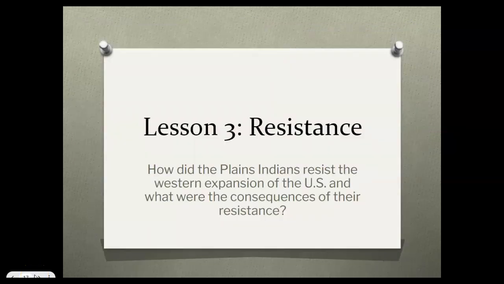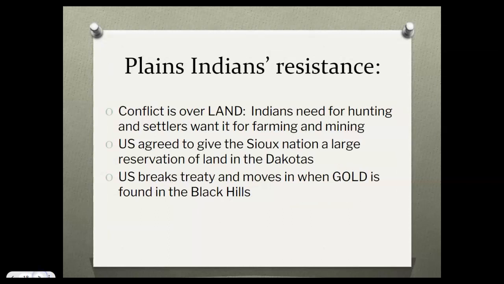Lesson 3. How did the Plains Indians resist the western expansion of the U.S., and what were the consequences of their resistance? So now they're fighting back. Now the conflict for the Native Americans is over land. That is the biggest part. Indians needed it for hunting. The settlers wanted it for farming and mining.